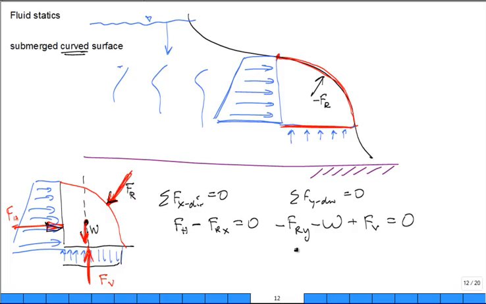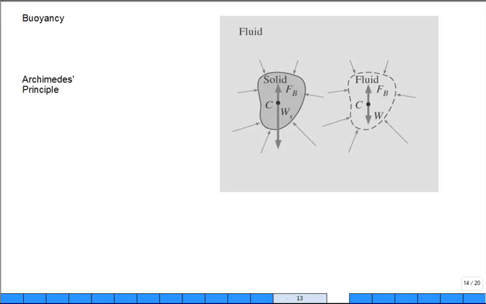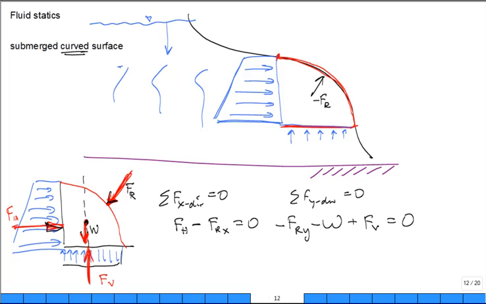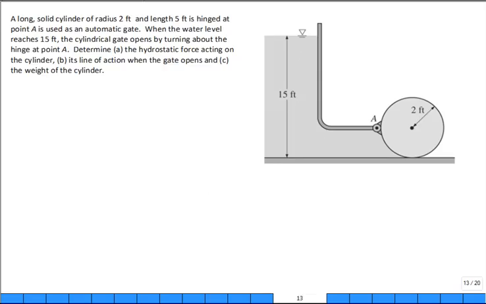Ready to solve a problem? Oops, not that one. I want to solve this one. So we have a long solid cylinder of radius 2 foot. So here's the radius, 2 foot. And its length is 5 foot. Well, where's its length? Into the board. It's specified: 5 foot into the board.